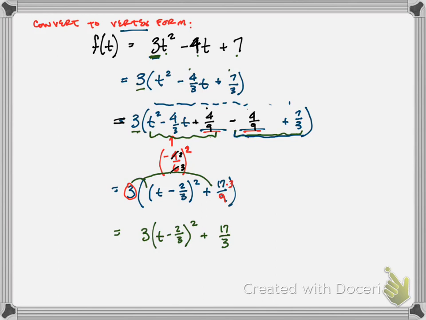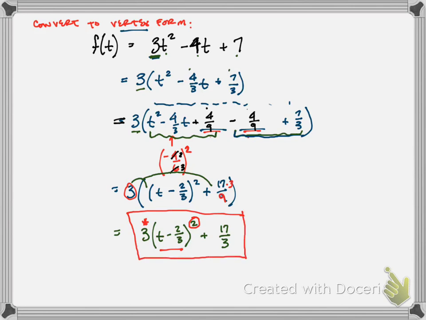Remember that you cannot, I'm going to put a star here, you cannot move this 3 inside of the parentheses because the t minus 2/3 has not been squared. It's, I guess, protected, we might say, by that exponent. And so here's your vertex form.